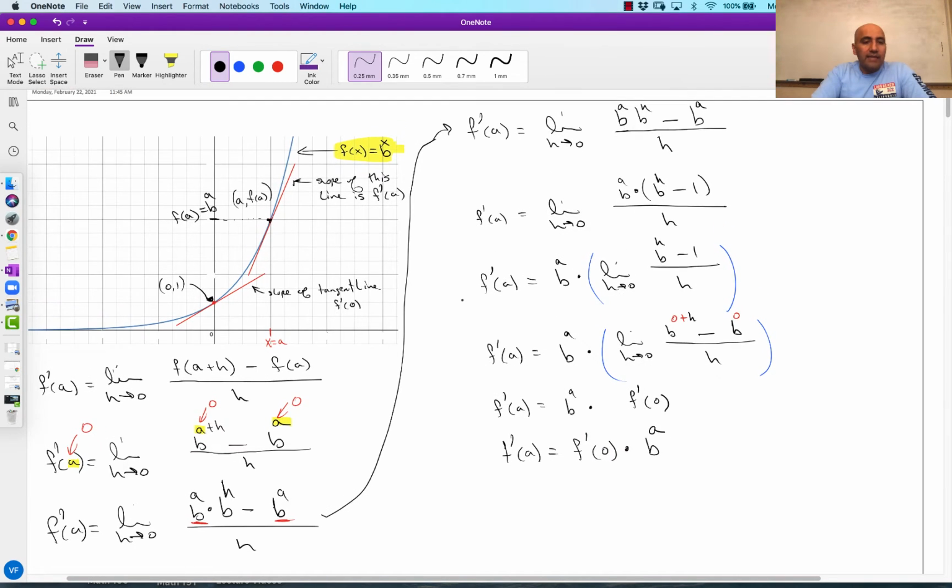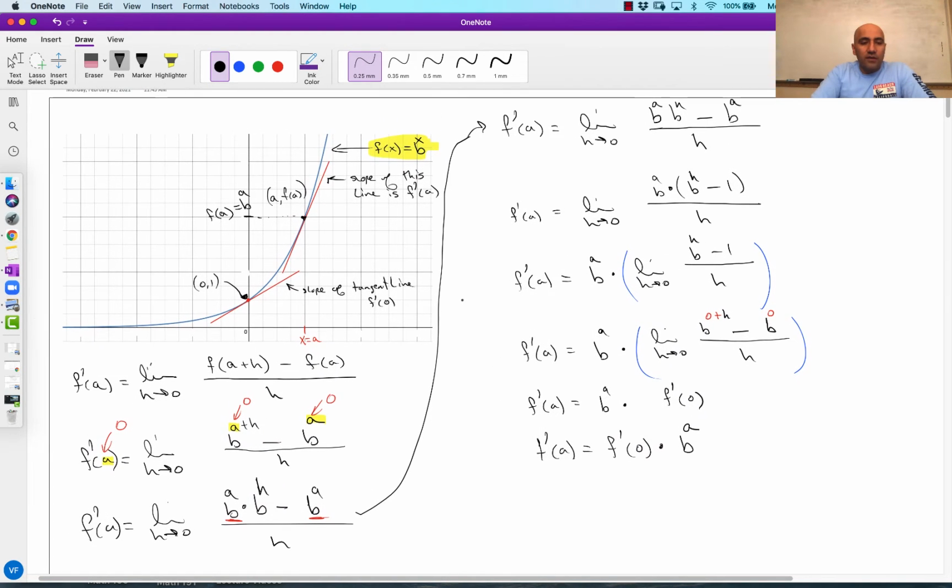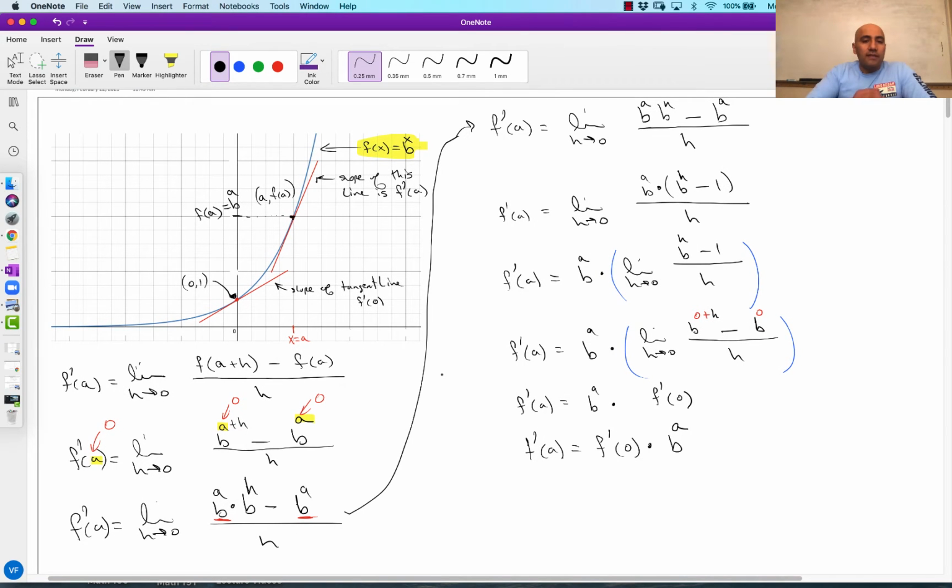the slope of any line tangent to our function is equal to the actual value output of that function at the value a times a constant, which is equal to the derivative of that function at 0. I know, mind blown.